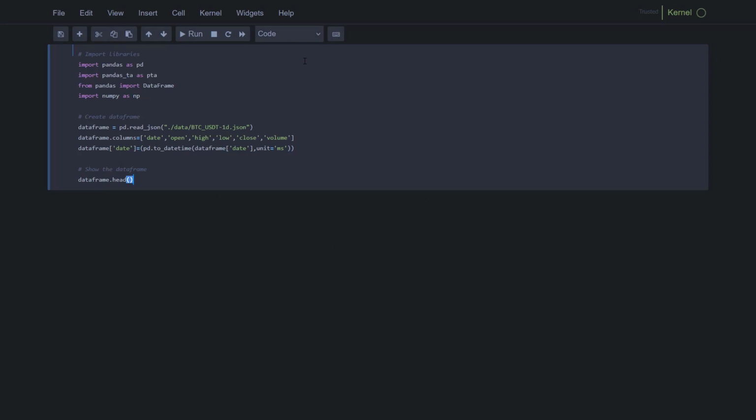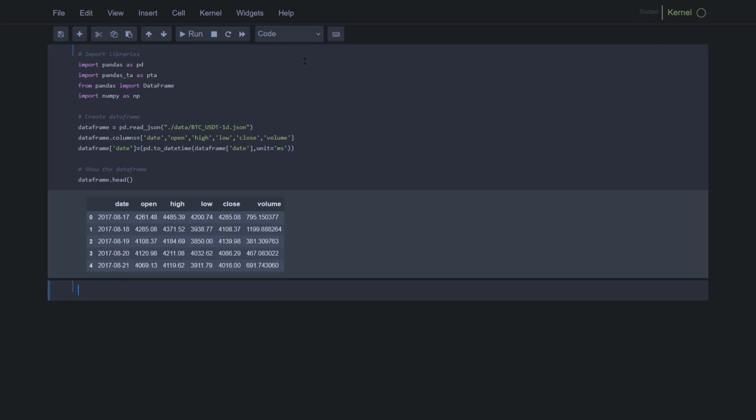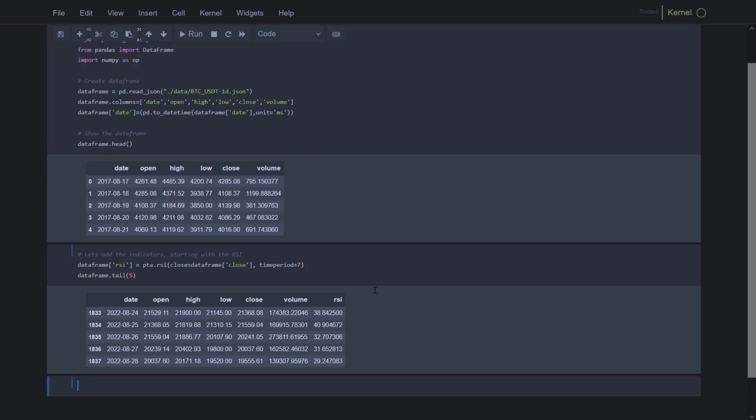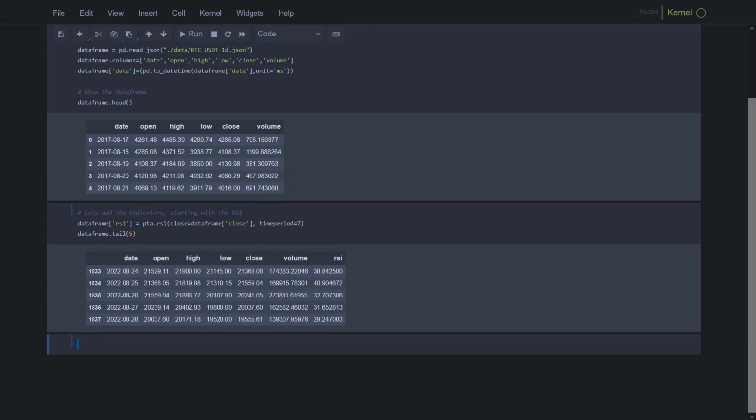First I import the necessary functions and create a data frame from the downloaded BTC USDT dataset. And with the data frame head function you can see the first 5 entries of the data frame. Okay, now let's add the indicators, and I'll start with the RSI. And then I will add all the moving averages.